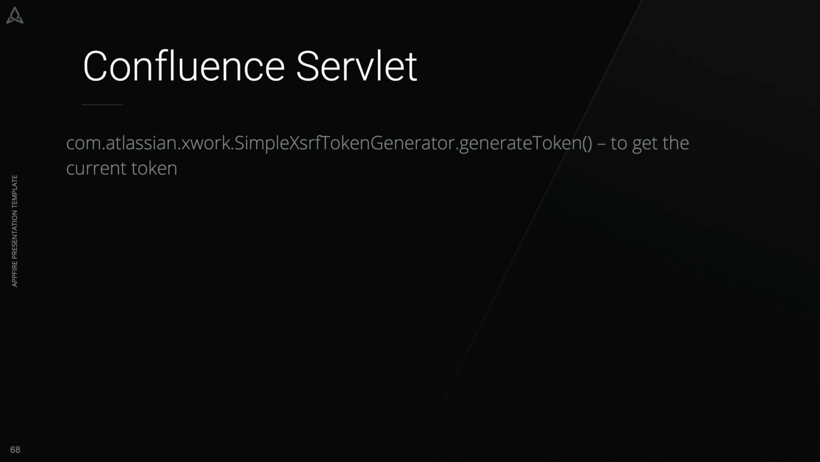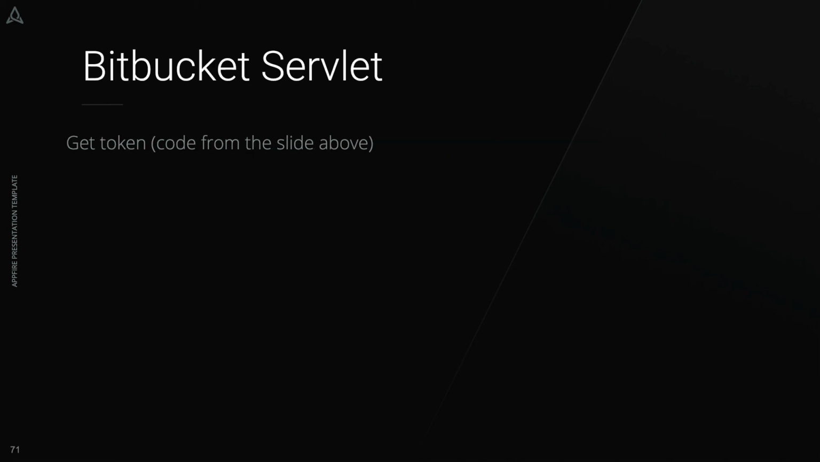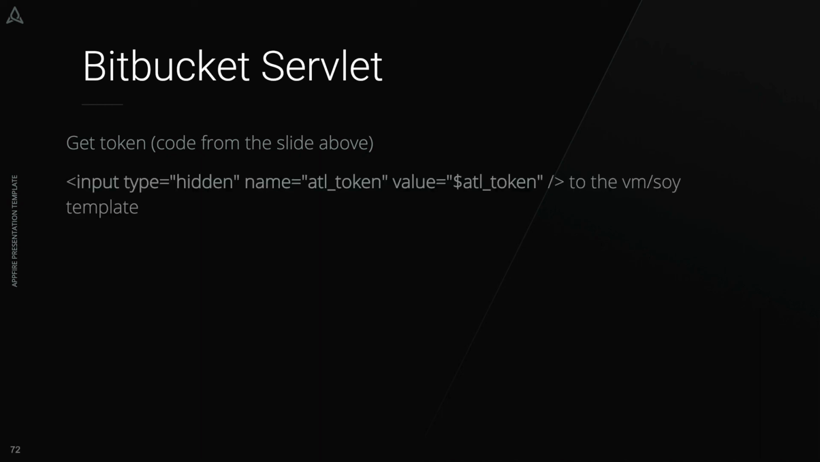Confluence Servlet, again, it's about the same as Jira. You can use a simple XSRF token generator, then add this input type field to the VM or soy template, and then validate the token. That's it. You can use the code which I provided above. With Bitbucket Servlet, I showed you the SAL solution, but you can also do everything yourself: get the token, add the field, validate the token, and use the code which I provided in my presentation.